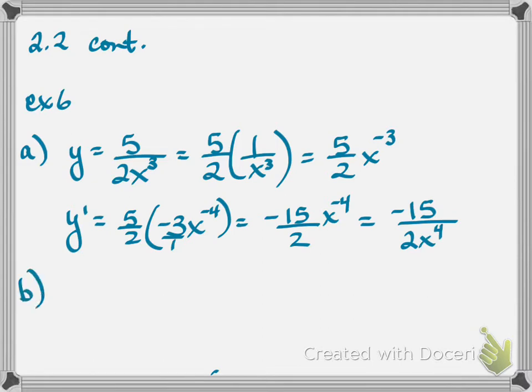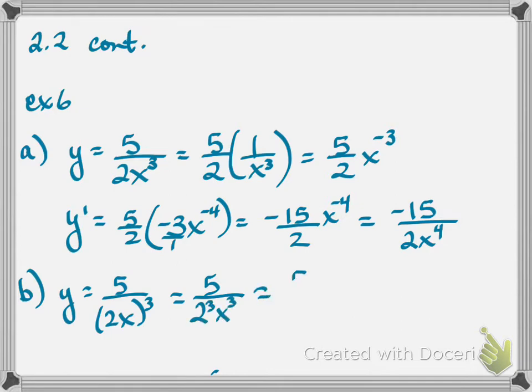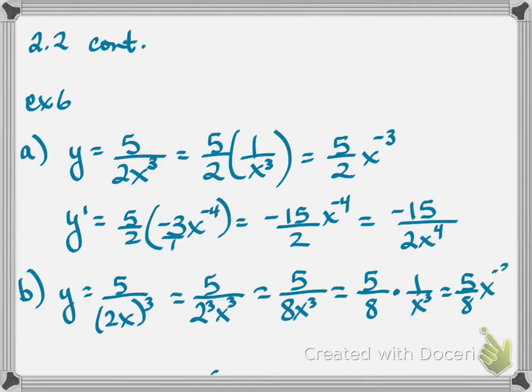Example B, y equals 5 over 2x to the third. I just want you to look at A and B and see how super similar they are. The only difference is B's denominator is in parentheses. So let's simplify that first. That's 2 to the third x to the third, power to a power. So that's 5 over 8x to the third. So that's 5/8 times 1 over x to the third, which is 5/8 x to the negative 3.